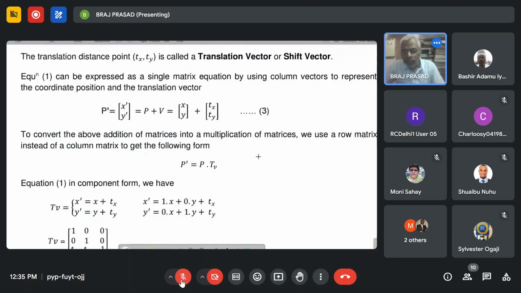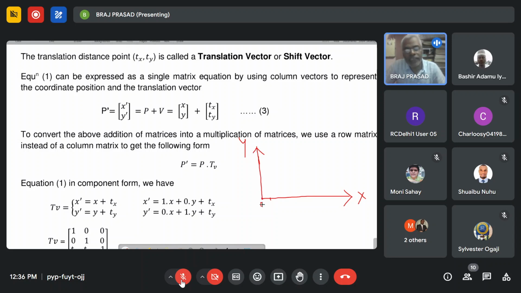Suppose this is our graph paper. On a graph paper, we use two dimensions. If you use two dimensions, then there will be two axes. The first is called X and the second is called Y, as you know. The intersection of X and Y is the origin.